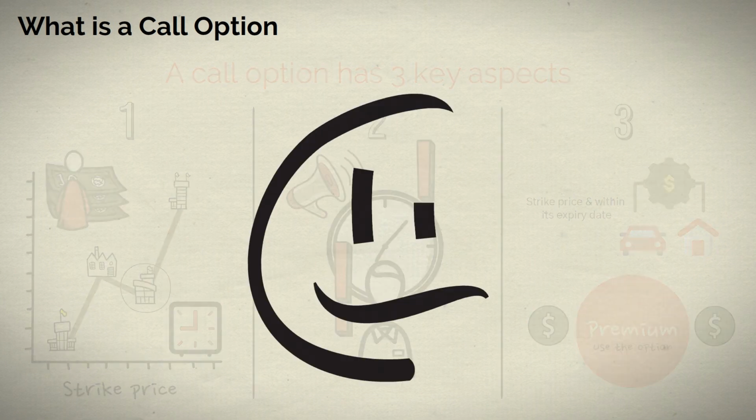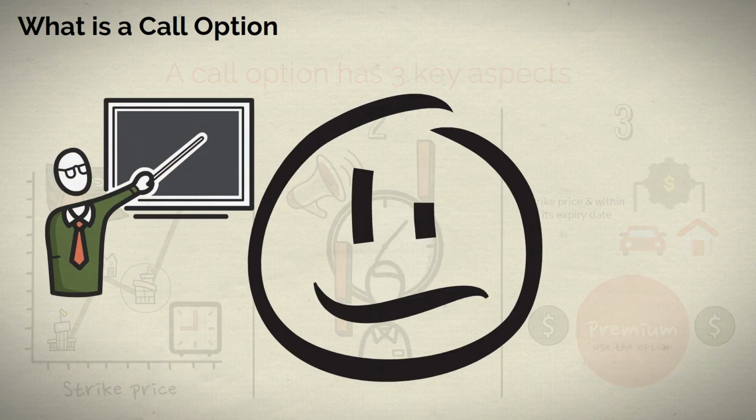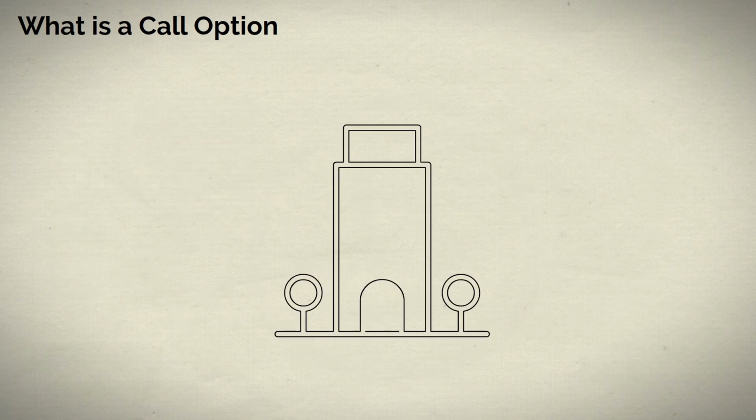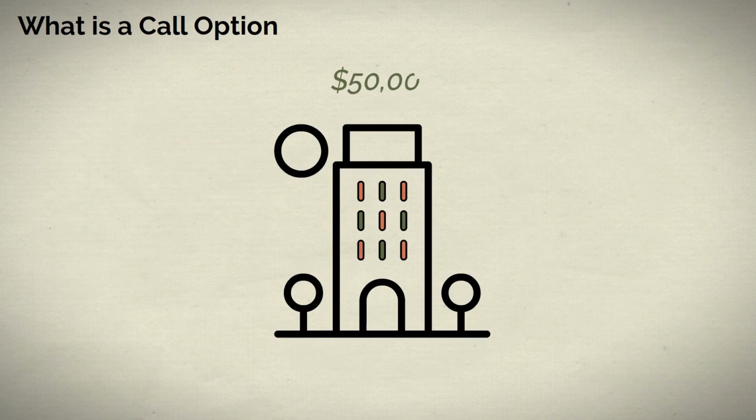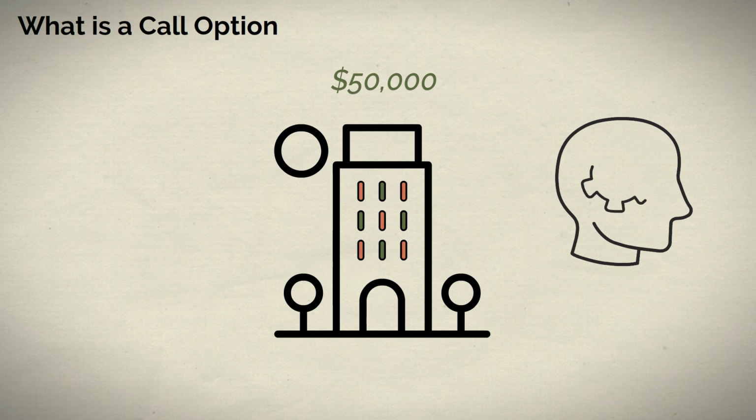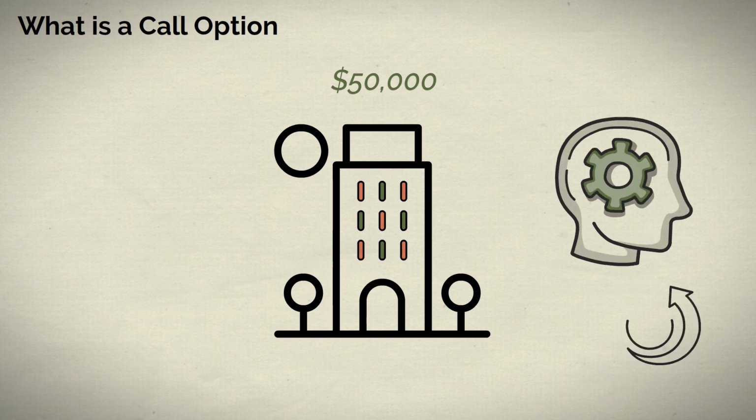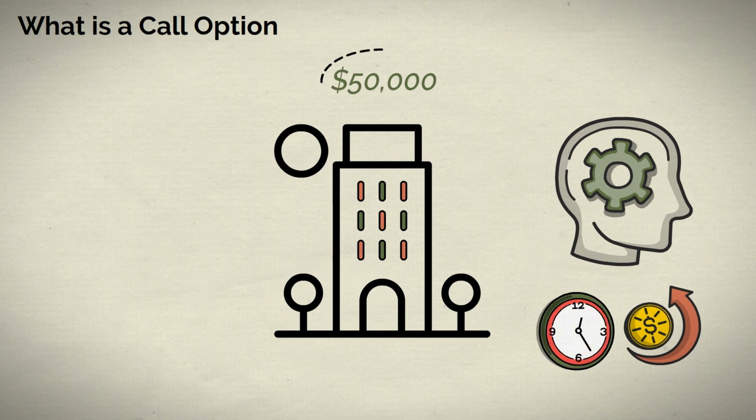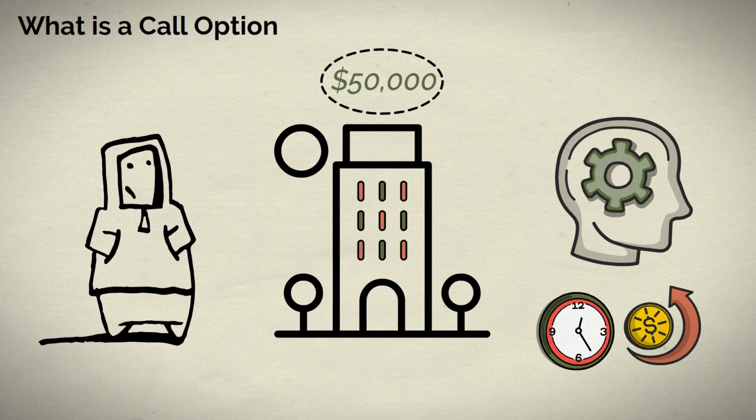If it sounds confusing, don't worry. I'll explain it further with an example. Imagine an apartment is put on the market at a price of $50,000. However, based on your own calculations, you believe the price of this apartment will increase over the next year. Instead of buying the apartment outright at $50,000 and waiting for the price to increase, you could purchase the right to buy the apartment at this price sometime within the next year. To purchase this right might cost $1,000, for example.